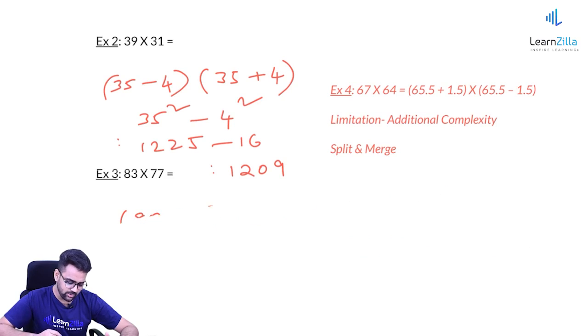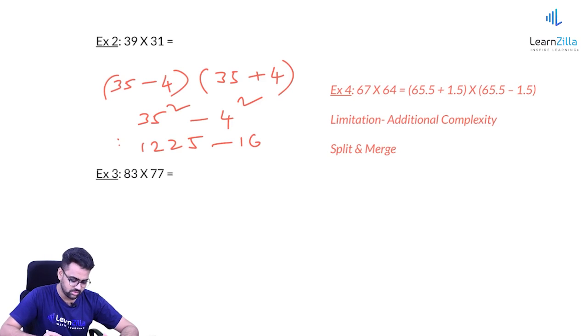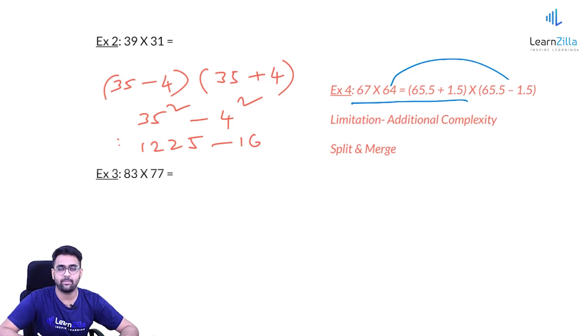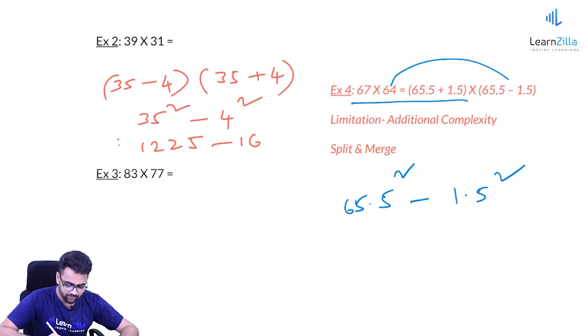Now let us see one limitation or one trap that you have here. Let's say you have a numbers pattern like this, 67 into 64. It can still be put in a plus b and a minus b terms, but the catch here is 67 is written as 65 and half plus 1 and half, and 64 is written as 65 and half minus 1 and half. So you are effectively trying to find out the square of this and the square of this.